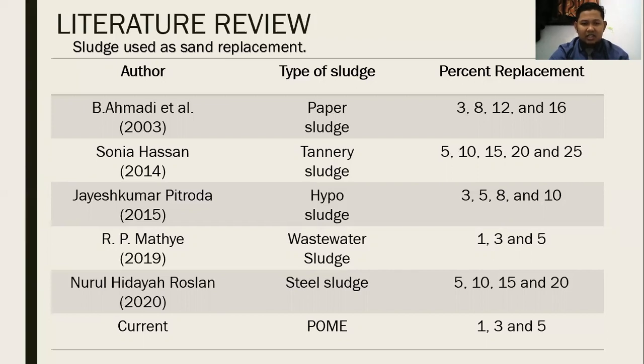The second is Sonia Hassan, who is using a ternary slag with a percentage of 5, 10, 15, 20, and 25. Next is Jase Kumar with Roda, who are using a hypo sludge with a percentage replacement of 3, 5, 8, and 10. The next one is using wastewater sludge with a percentage of replacement of 1, 3, and 5%. And lastly is using steel slag, which is 5, 10, 15, and 20%. And currently, I am doing the POME, which is the sludge from palm oil, with 1, 3, and 5% of replacement.